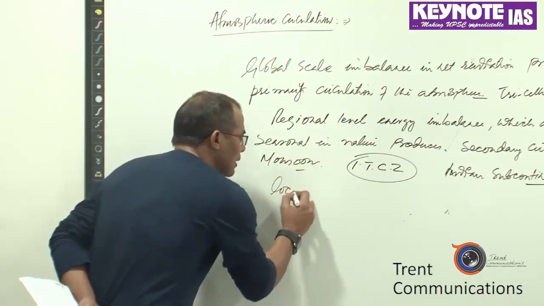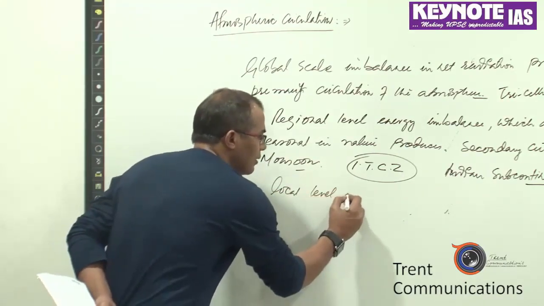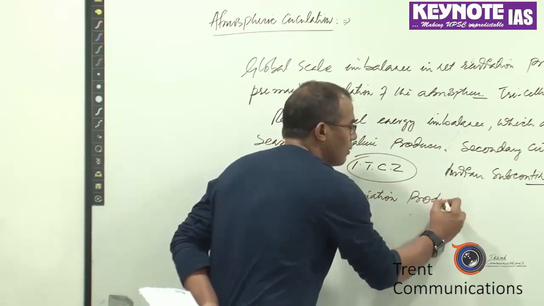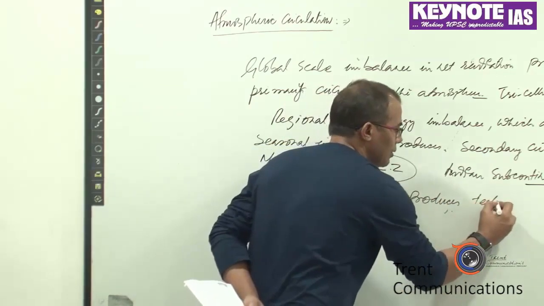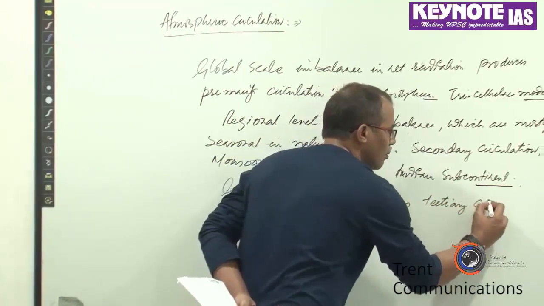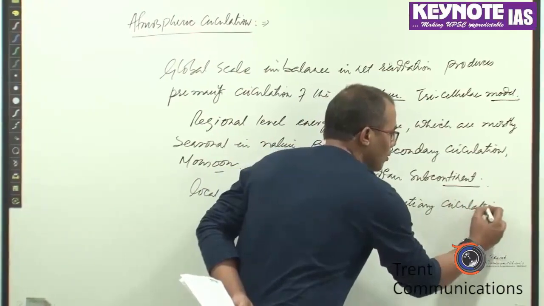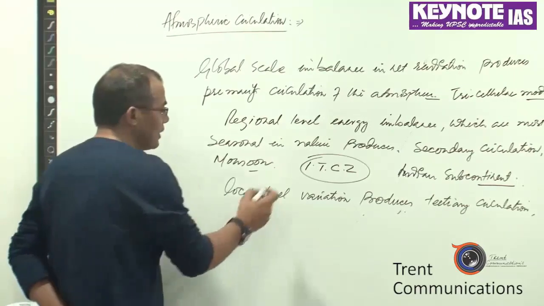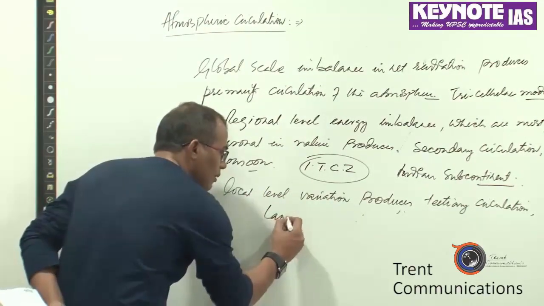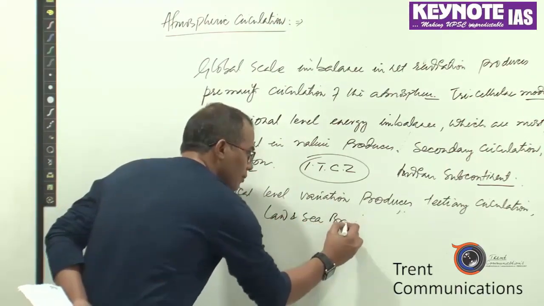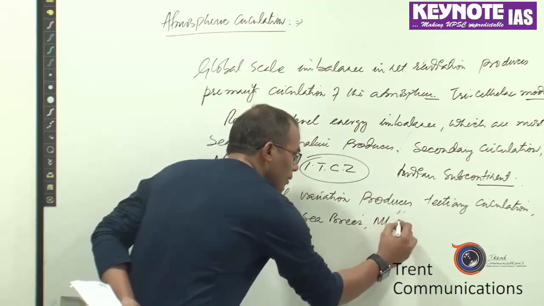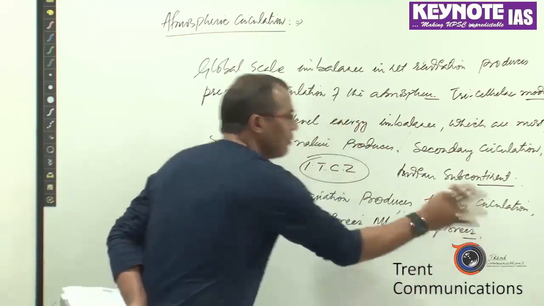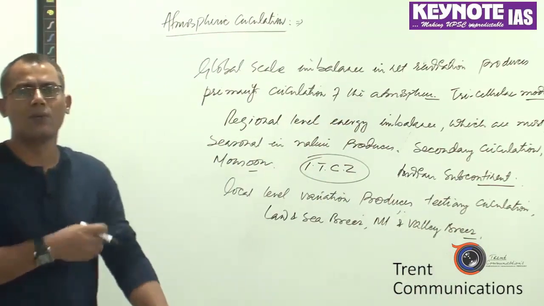Then local level circulation, local level variation produces tertiary circulation, which are popularly known as local winds as well. Give best example is land and sea breeze, mountain and valley breeze. And name few of the prominent local winds.